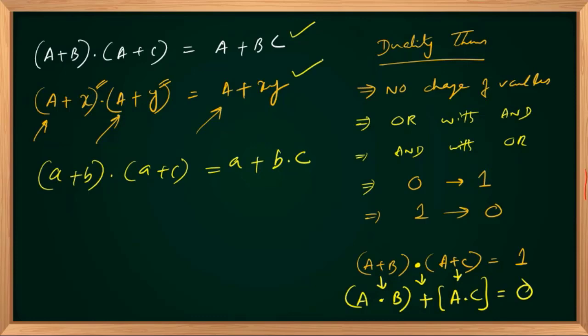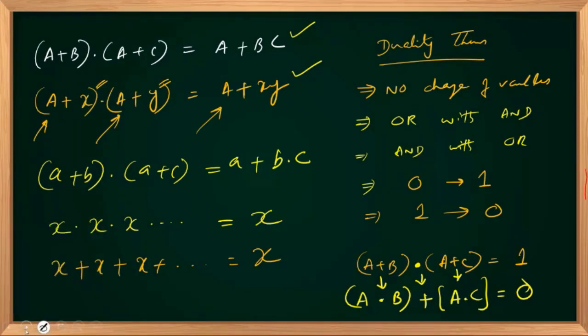We also discussed the identity law: if we take the product of the same variables, the result will be the same variable itself, x·x will be x itself. Similarly, if you take the OR operation between the same variables, x + x, the result will be x itself. And we discussed one more important identity, that a + a complement b was equal to a or b.